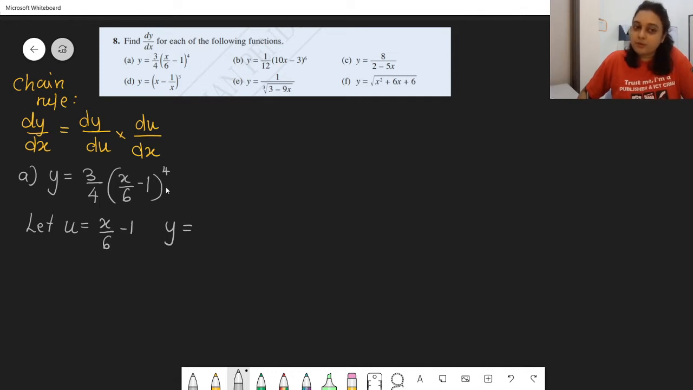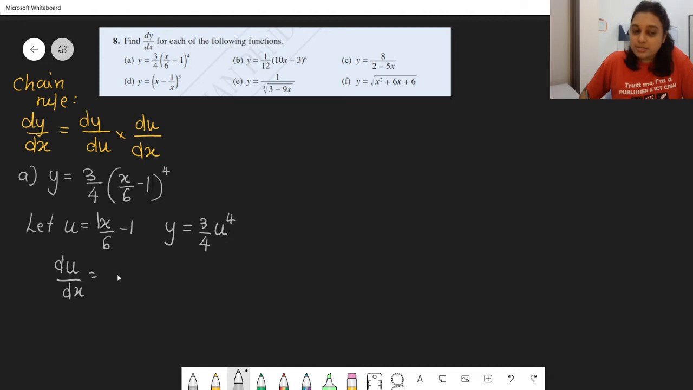So once this becomes the u, what will your y look like? It will look like 3 over 4, write the u and then put power of 4. So it will be 3 over 4 u power of 4. Once that is done, now we differentiate. So we differentiate du dx because u is on the left hand side, x is on the right hand side, so we differentiate with respect to x. So in this case, you see here this is actually 1.